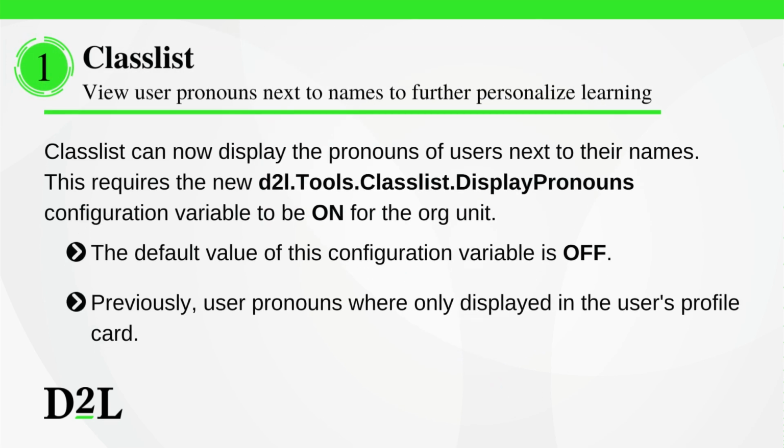Classlist can now display the pronouns of users next to their names. This requires the new D2L.tools.classlist.displayPronouns configuration variable to be on for the org unit. The default value of this configuration variable is off. Pronouns were previously only displayed in the user's profile card.